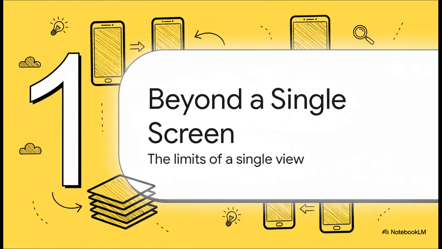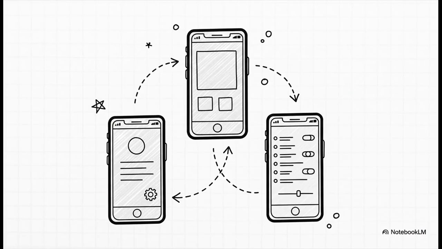Okay, first up, let's really talk about why we need to think bigger than just one screen. What are the limits of having just a single view? I mean, just think about any app you use every single day. Instagram, for example. It's not one screen, right? It's a whole collection of them. You've got your feed, your profile, DMs, the search page. For any app to be truly useful, a single static view just isn't going to work.